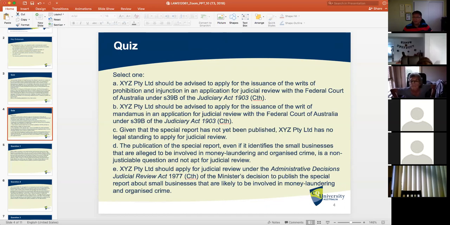Okay, so from Michael, C, doesn't matter, it isn't published yet. So given that the special report has not yet been published, XYZ Proprietary Limited has no legal standing to apply for judicial review. Okay. Yes, what do the others think? Go on.